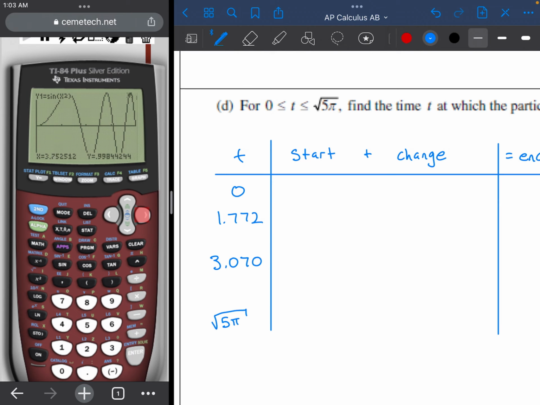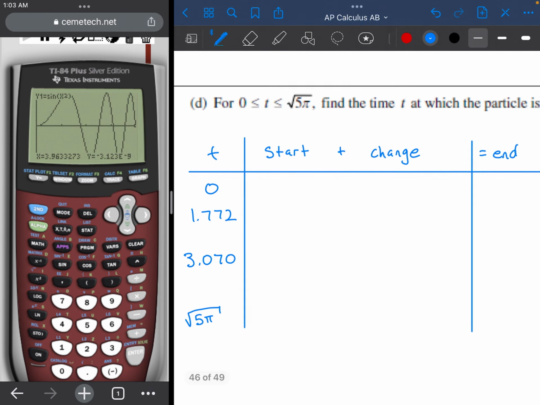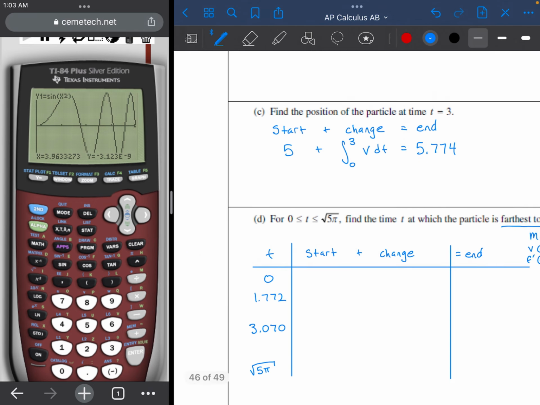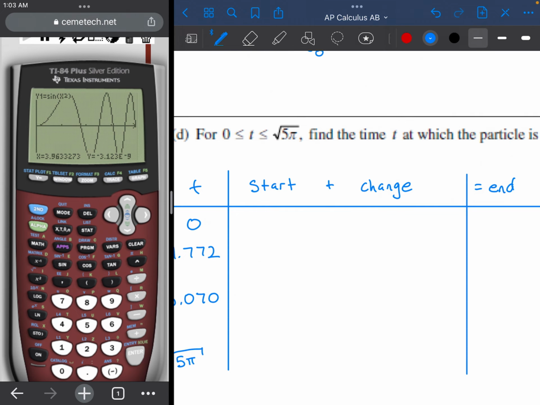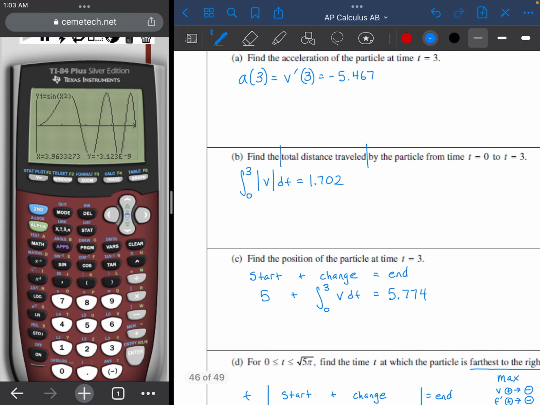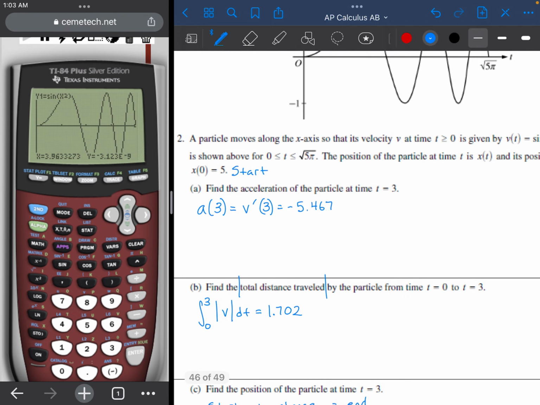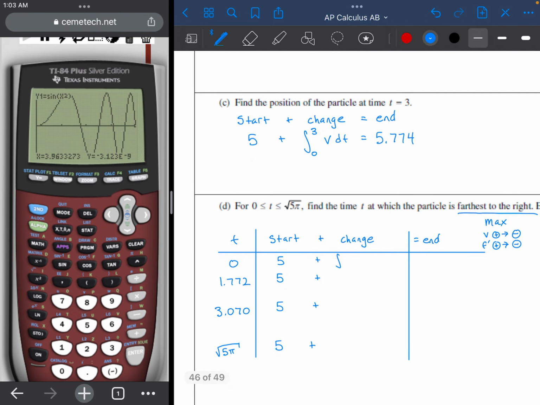so I'm going to ignore that as well. And then by the time we hit the x-axis again, we're at the very end, which we have already accounted for with the square root of 5 pi. Cool, we have our 4 values to check. Our start condition, again, is still 5. So I'm going to say this is going to be 5, 5, 5, 5. And then we're going to add our integral, a little bit squished at the top. Our time starts at 0, right? Yes, from 0 to whatever the thing I'm looking for.